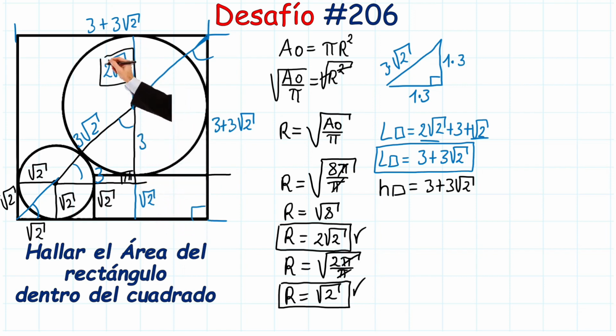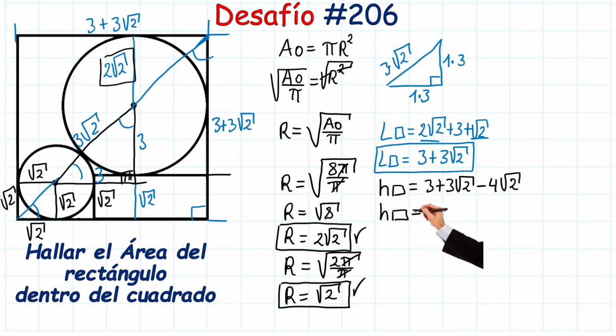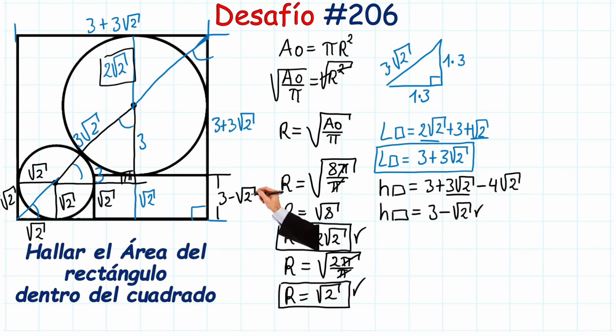So the diameter is twice the radius. Twice the radius would be 4 square root of 2, then minus 4 square root of 2, awesome. We have 3 in the height of the rectangle, and over here we have 3 times the square root of 2 minus 4 times the square root of 2, which leaves us with 1 times the square root of 2. We have here the height, this little part. So 3 minus square root of 2, spectacular.